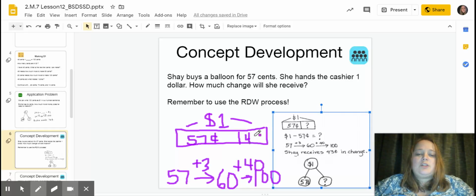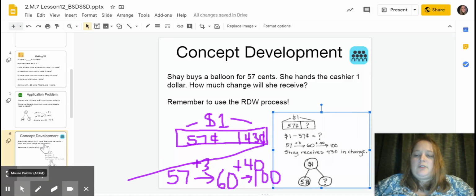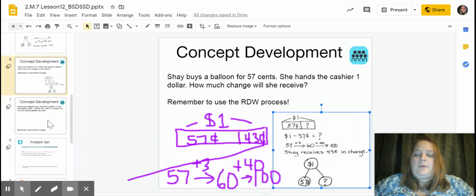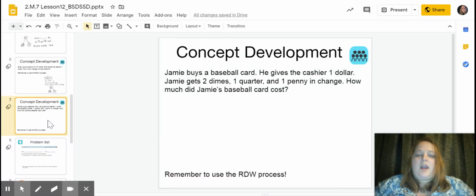Make sure you have your word sentence and your number sentence. And they did that here for us. Now let's see if we have some problems that we're going to be able to do on our own, because that problem was an example. All right, so you're going to pause the video here. You're going to use your pencil and paper, and you're going to try and solve this problem on your own.